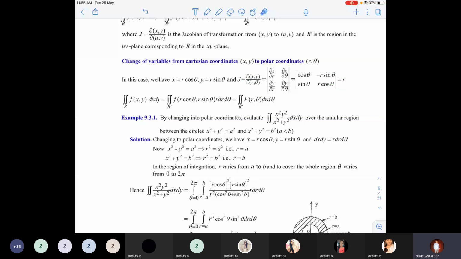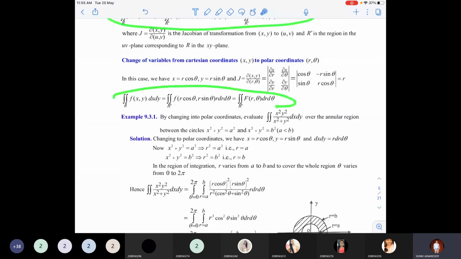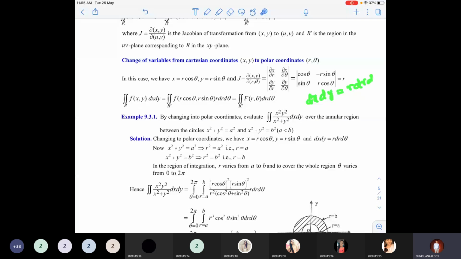To change Cartesian into polar, you should remember this formula. Here it is double integral over R of f of x comma y into dx into dy. Okay, now what is x? r cos theta. What is y? r sin theta. What is the Jacobian value here? The Jacobian of x comma y with respect to r comma theta is r. So indirectly we can use this: dx into dy is equal to r into dr into d theta. We should use it.